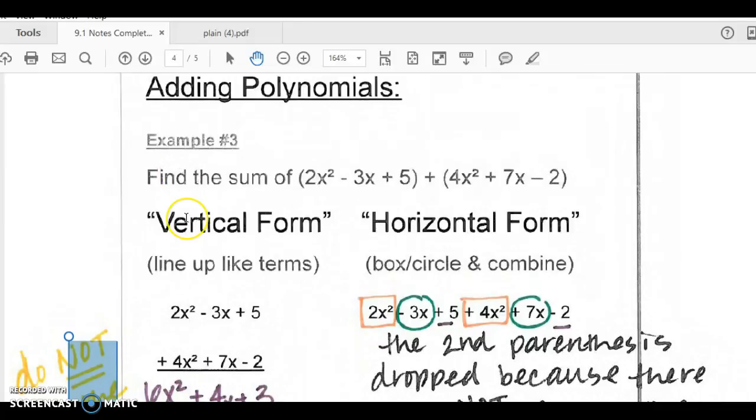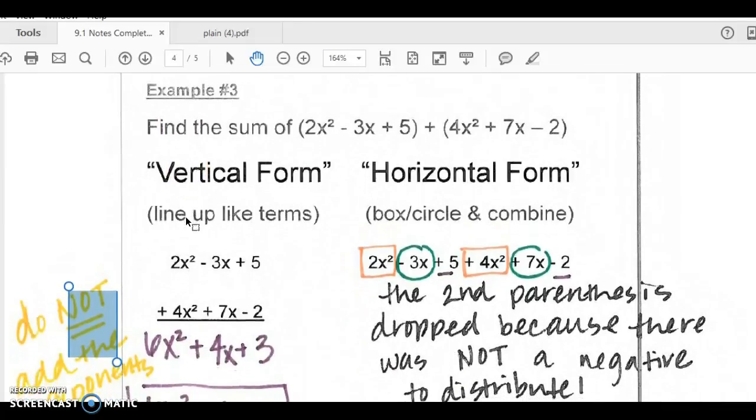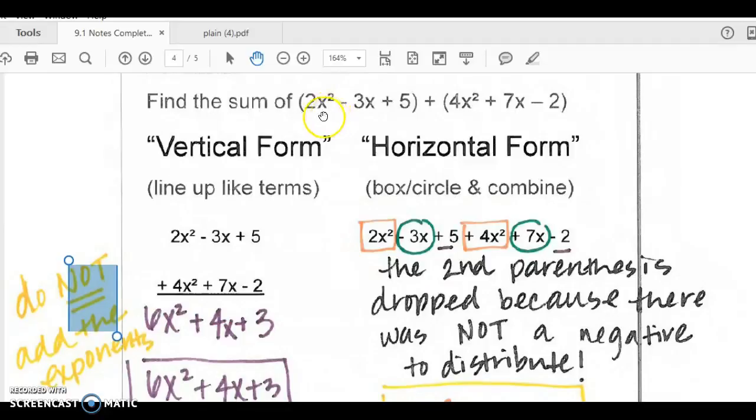Now comes the gist of the lesson, adding and subtracting polynomials. There's two ways to do it. If I wanted to add this trinomial here to this trinomial here, you can either line them up and do it vertically, or you can use the box and circle method and combine like terms.